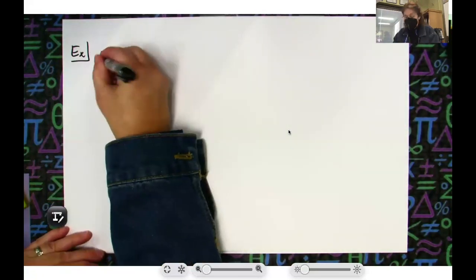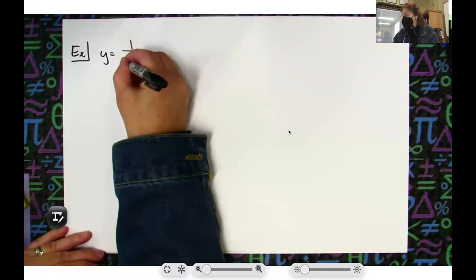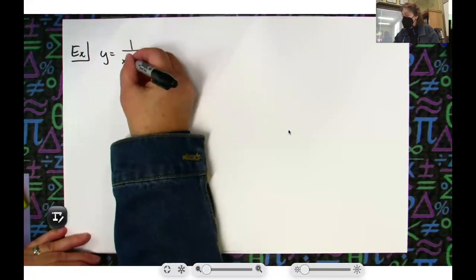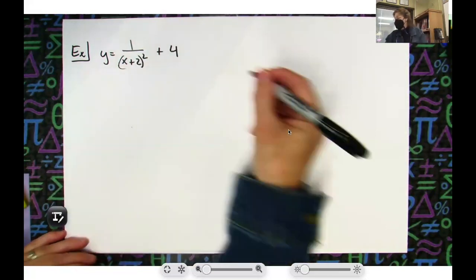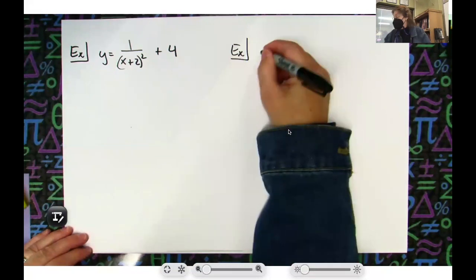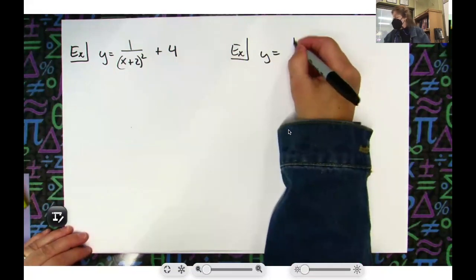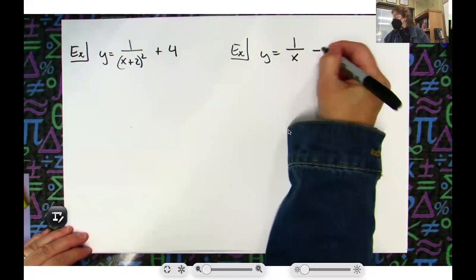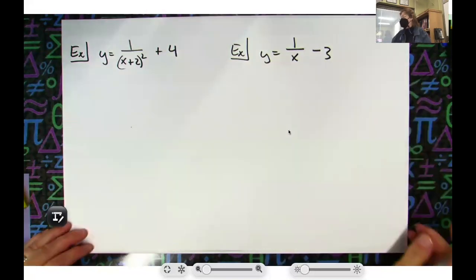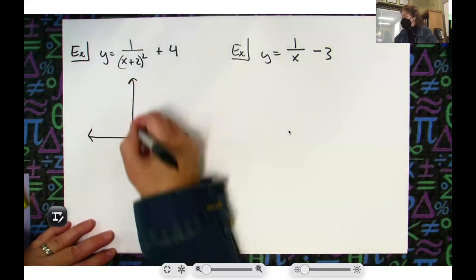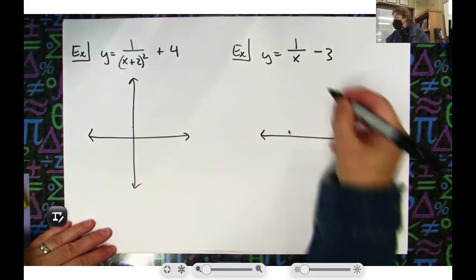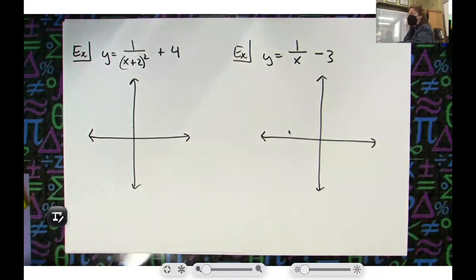All right, so let's suppose we've got y equals 1 over x plus 2, plus 4. And then y equals 1 over x, minus 3. All right, so sketch both of those real quick. I'll pause while you do that.